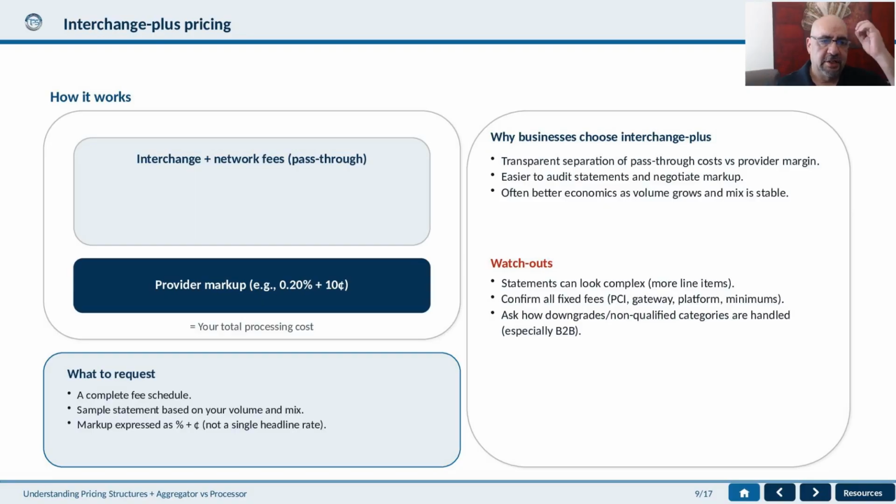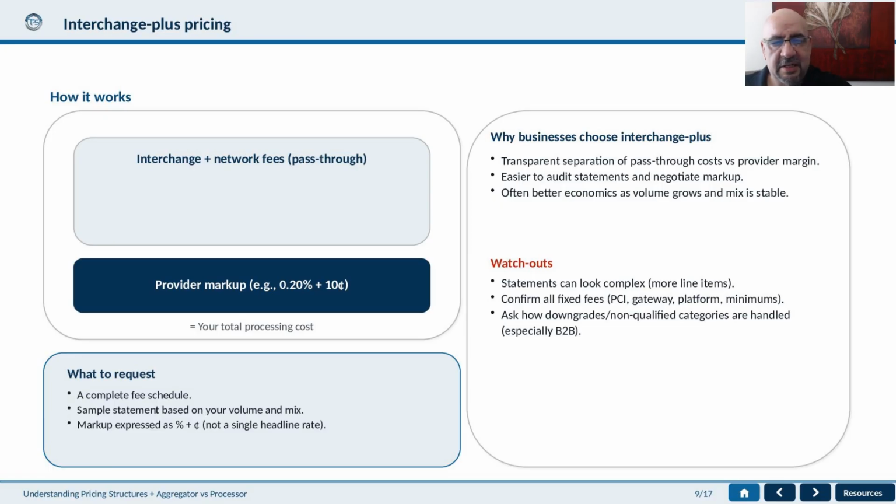How it works: interchange plus pass-through, what I've been speaking about a little bit. Provide markup, 20 basis points and 10 cents. What is requested? A complete fee schedule.